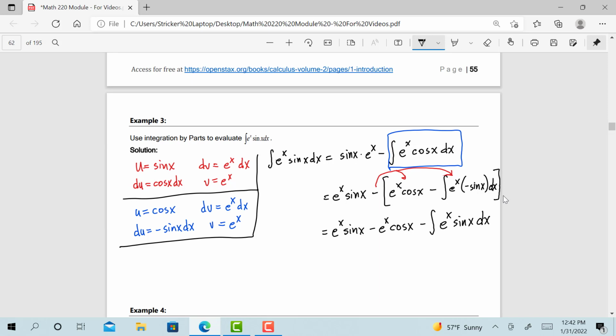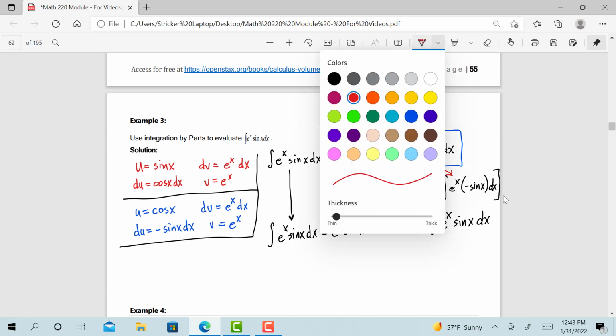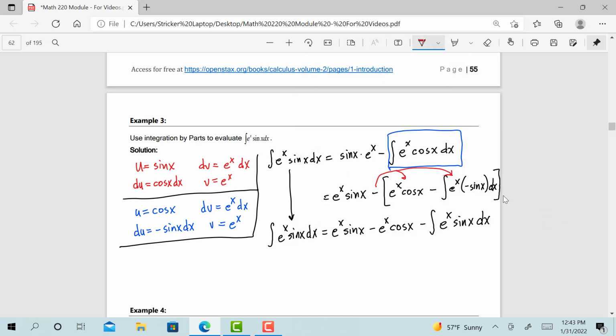Now, I want you to notice that after going through this twice, we end up with an integral on the right-hand side that is precisely the integral that we started with. Remember, right here, this left-hand side is equal to the integral of e to the x sine x dx. And so it kind of looks like we're stuck. We're just going around in circles, but there is something that we can do, and because these two integrals are the same, we can actually just do algebra with them. We can go ahead and add this integral to the other side.